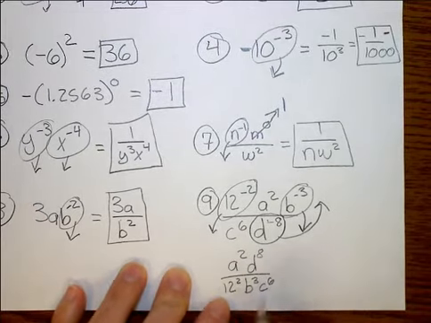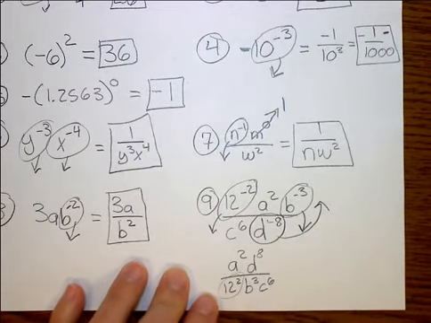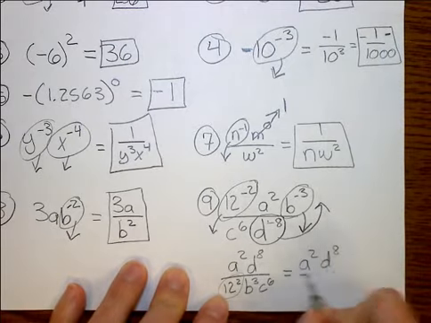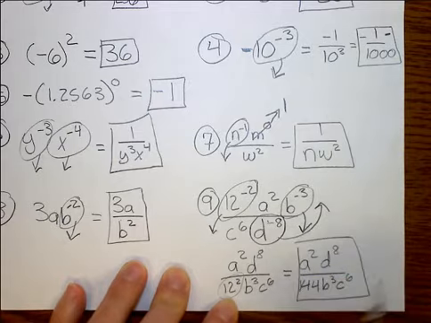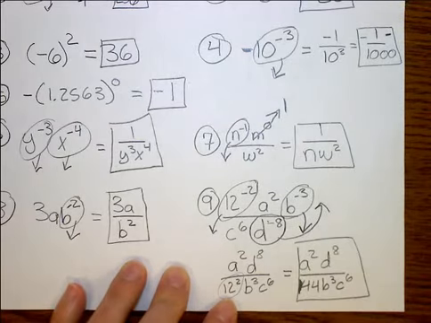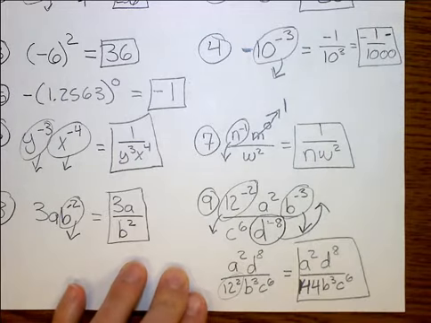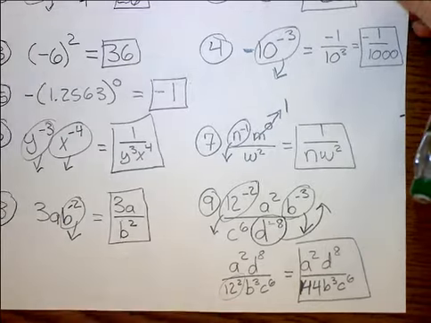But the thing is, this isn't quite done because I don't want you to leave a number to an exponent. I want you to actually put what 12 squared is. So we have a squared d to the 8th over 12 times 12 is 144. B cubed c to the 6th. And that is your final answer. So it's supposed to be 144, b cubed c to the 6th. And I only have one more example like this, and then I'll show you how to evaluate with these.